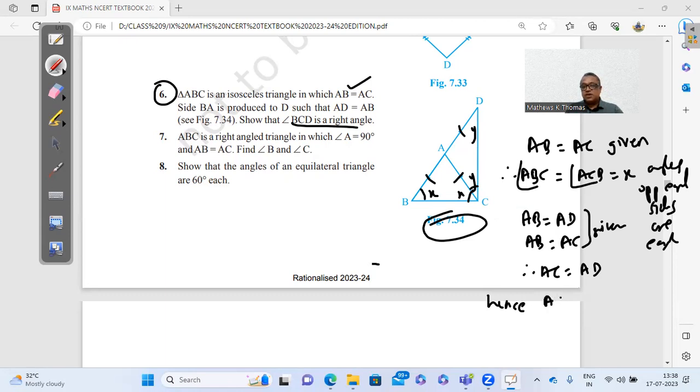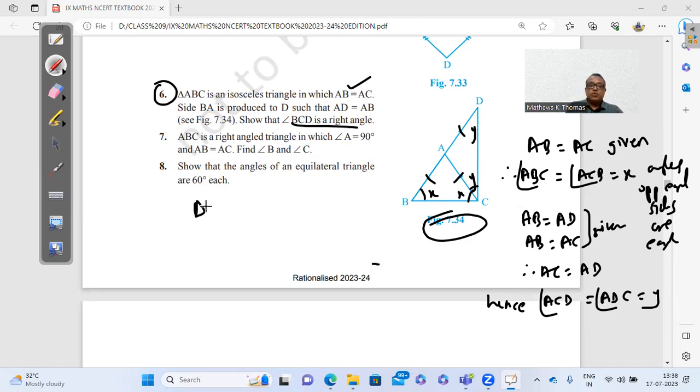So we can say that angle ACD is equal to ADC. Both can be represented by Y. Right? AC and AD are equal, sides are equal, then the angles opposite to them will also be equal. So ACD is equal to ADC, which is Y.